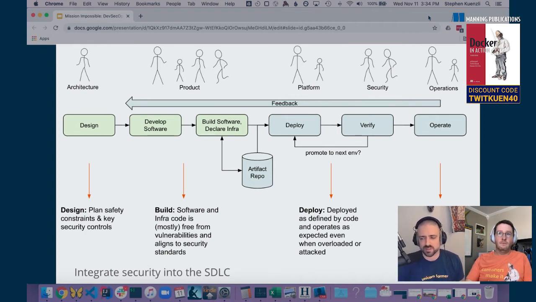Like for example, CVE, known vulnerability or not, in operations. If you have a system that is in operation, and it is behaving in an unexpected way, you have a potential issue.